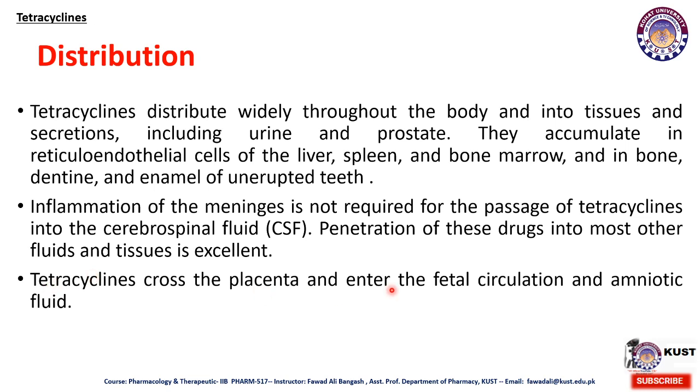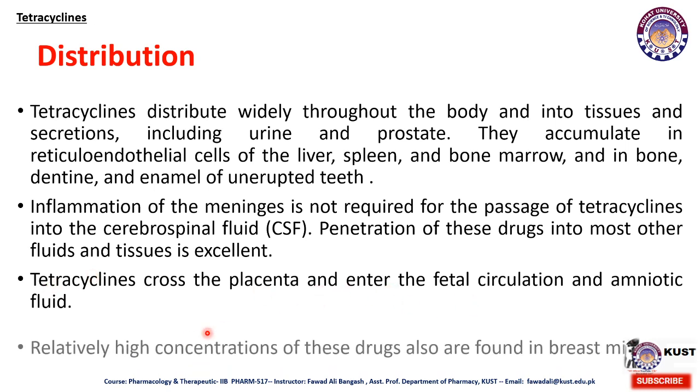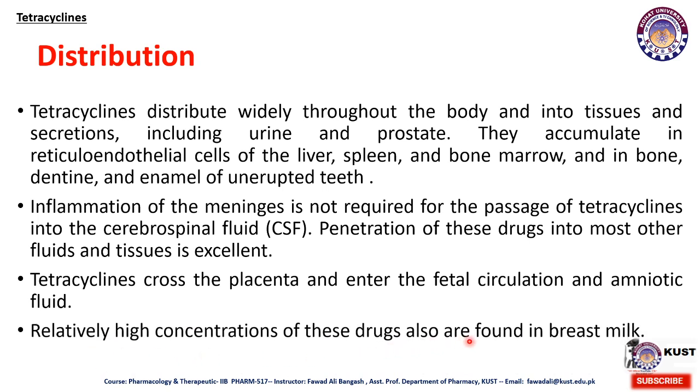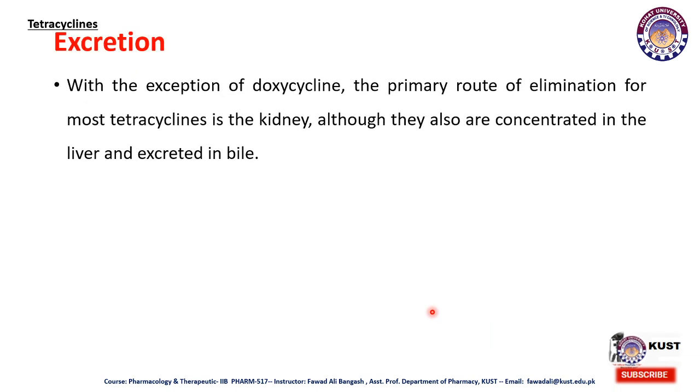Tetracycline crosses the placenta and enters the fetal circulation and amniotic fluid. Relatively high concentrations are also found in the breast milk of lactating women. Excretion. With the exception of doxycycline, the primary route of elimination for most tetracyclines is the kidney, although they are also concentrated in the liver and excreted in bile.